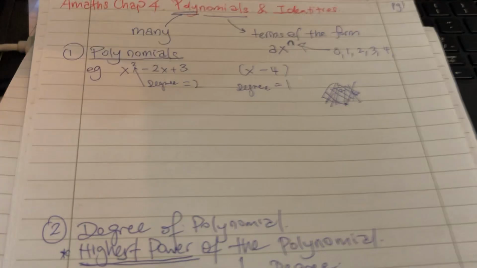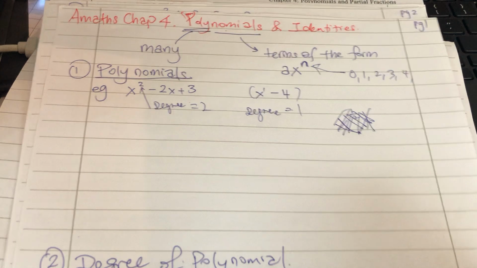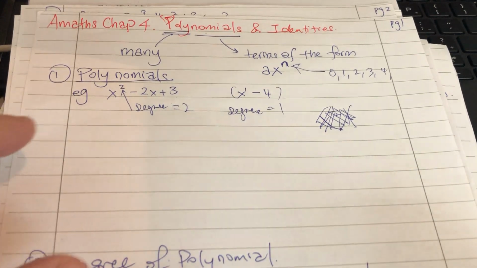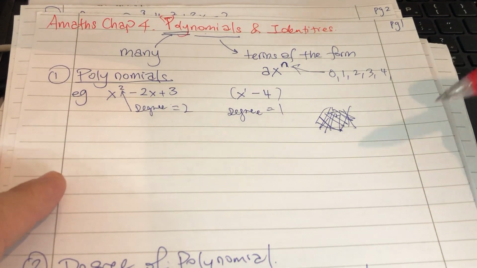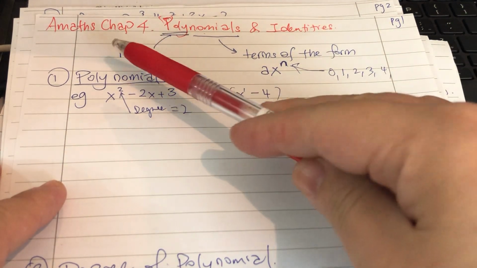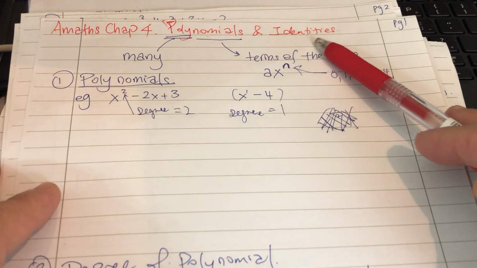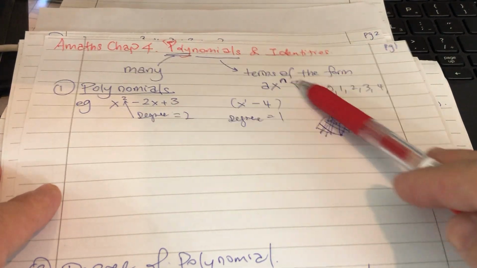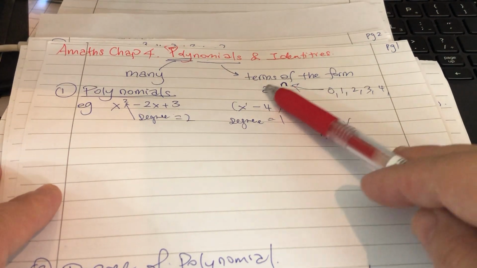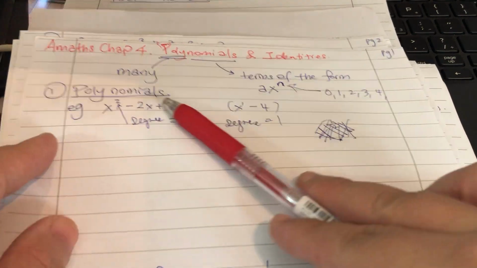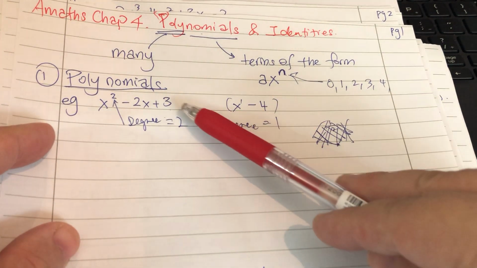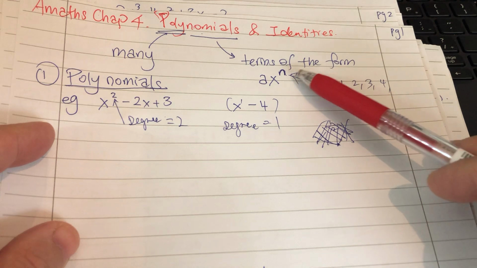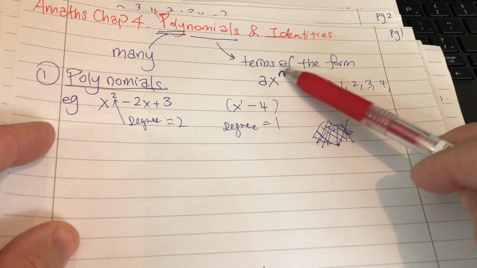Okay, let's start this episode by reviewing what we've discussed last lesson. We started off with A Maths chapter 4, polynomials and identities, right? So I told you poly means many, nomials means terms of this form, ax to the power n. Then we gave you some examples of what polynomials are. The power must be a non-negative integer.